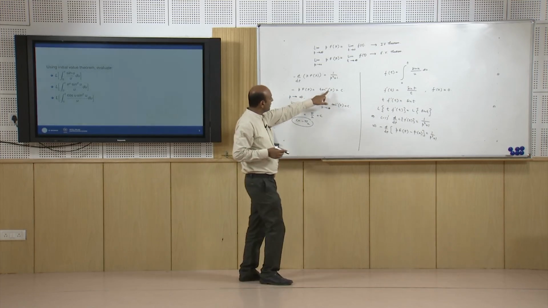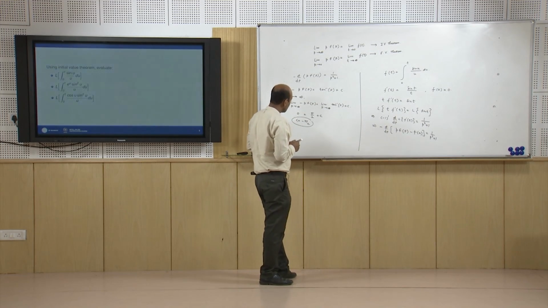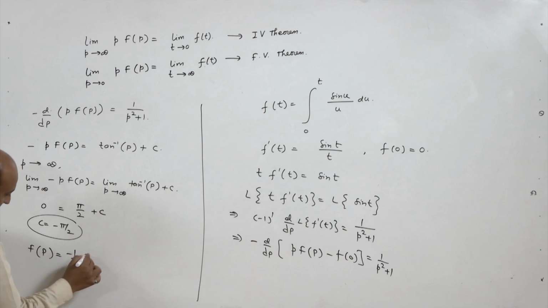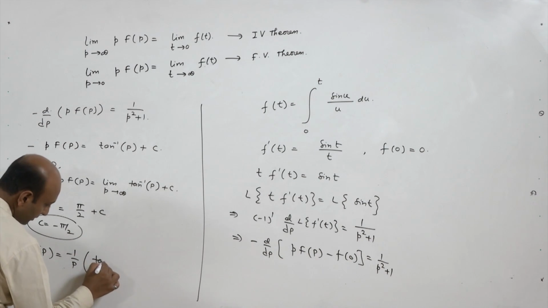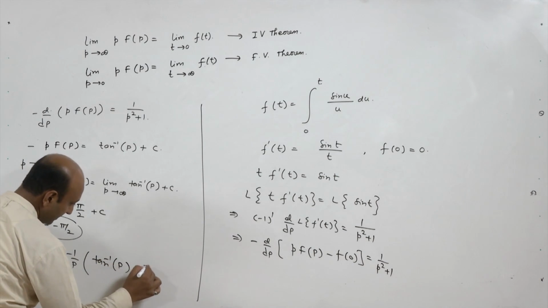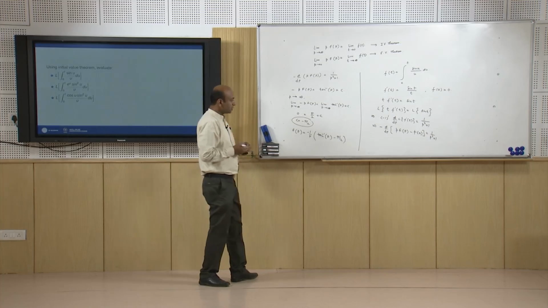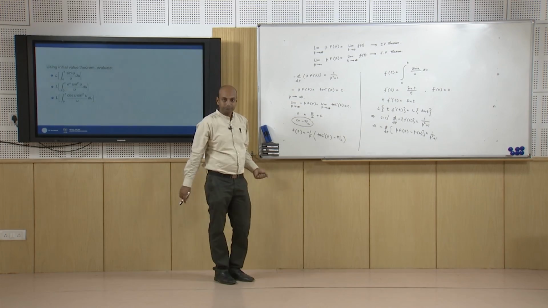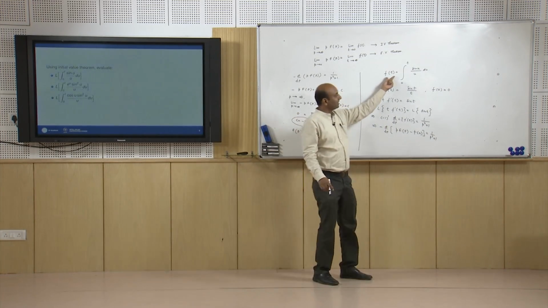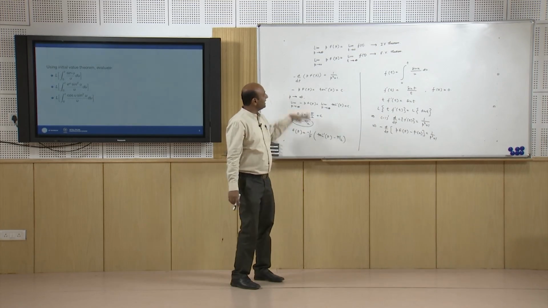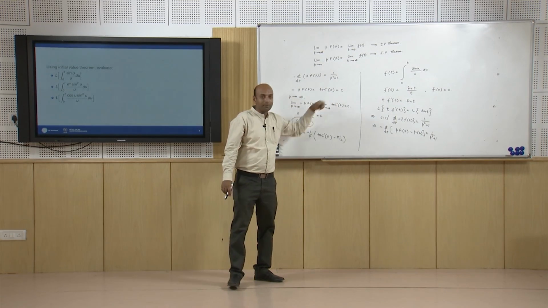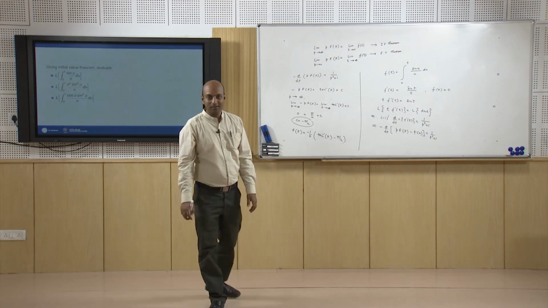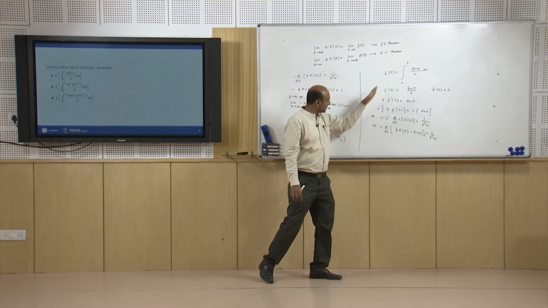So what will be F(p) from here? F(p) will be nothing but minus 1 by p times tan inverse p minus pi by 2. And what is F(p)? It is the Laplace transform of f(t). So hence the Laplace transform of this f(t) is nothing but this. Basically, the initial value theorem is important to find this arbitrary constant c, otherwise it is difficult to find. Hence the Laplace transform of this f(t) is nothing but this expression.